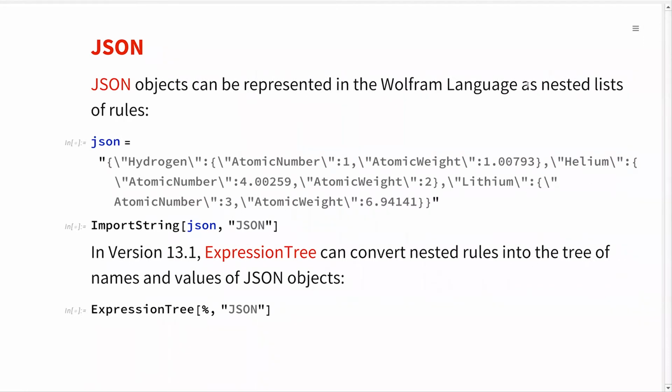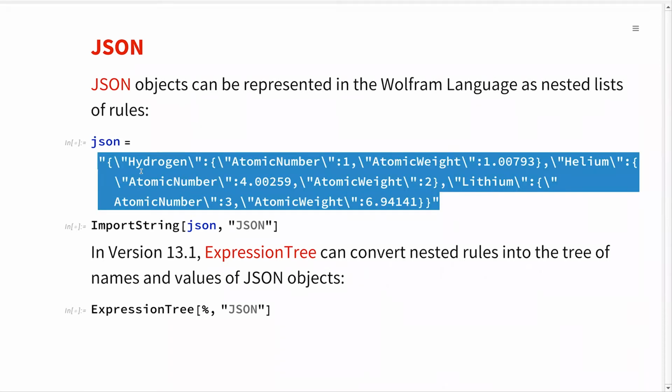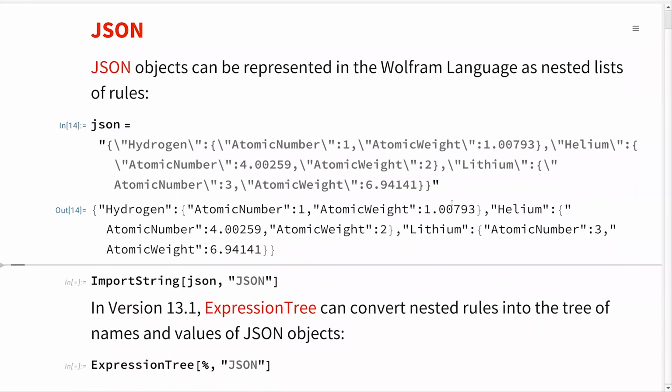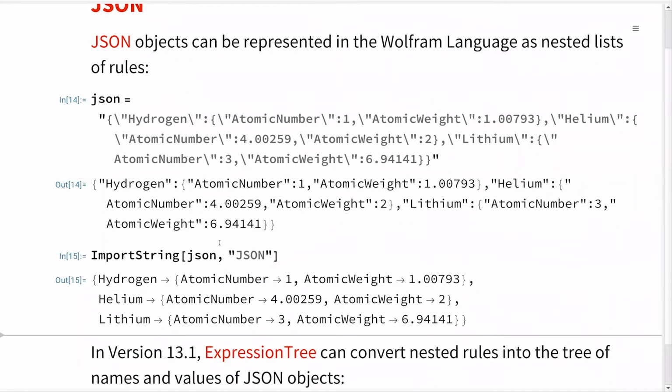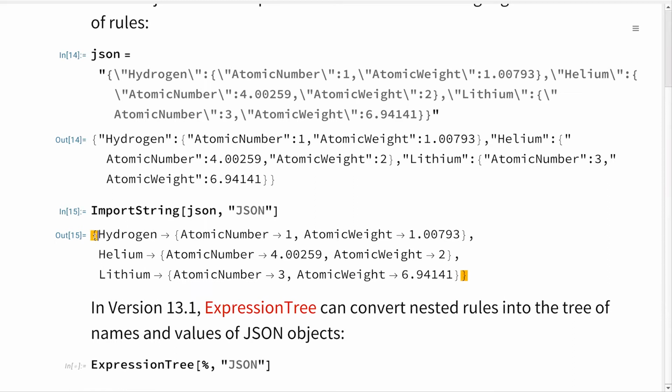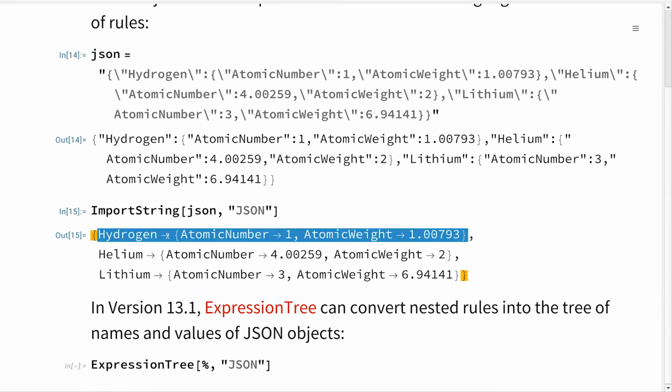Another important tree representation is JSON. Wolfram Language actually has two ways of importing JSON. The first I'll show is by representing JSON objects as nested lists of rules. So here's a JSON string representing some information about chemical elements. See what that looks like normally. Similar to XML, you can import a JSON string into the Wolfram Language using ImportString. So we do that. We see this is given as a list of rules, and the right-hand side of the rules, the values, can themselves be lists representing nested JSON objects.